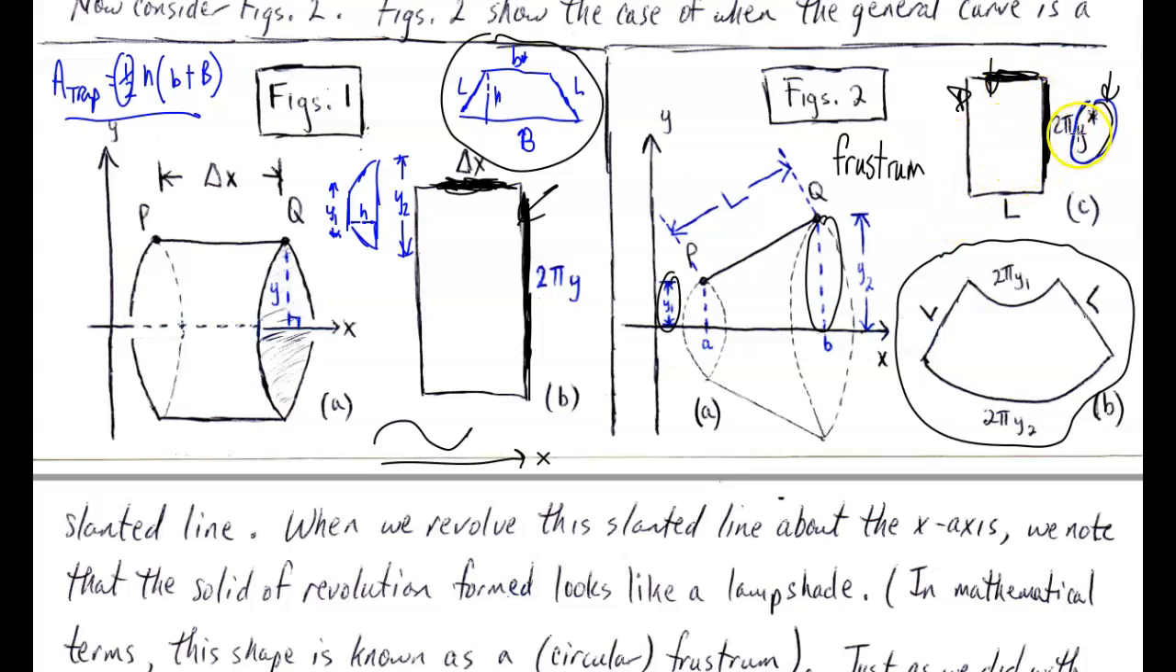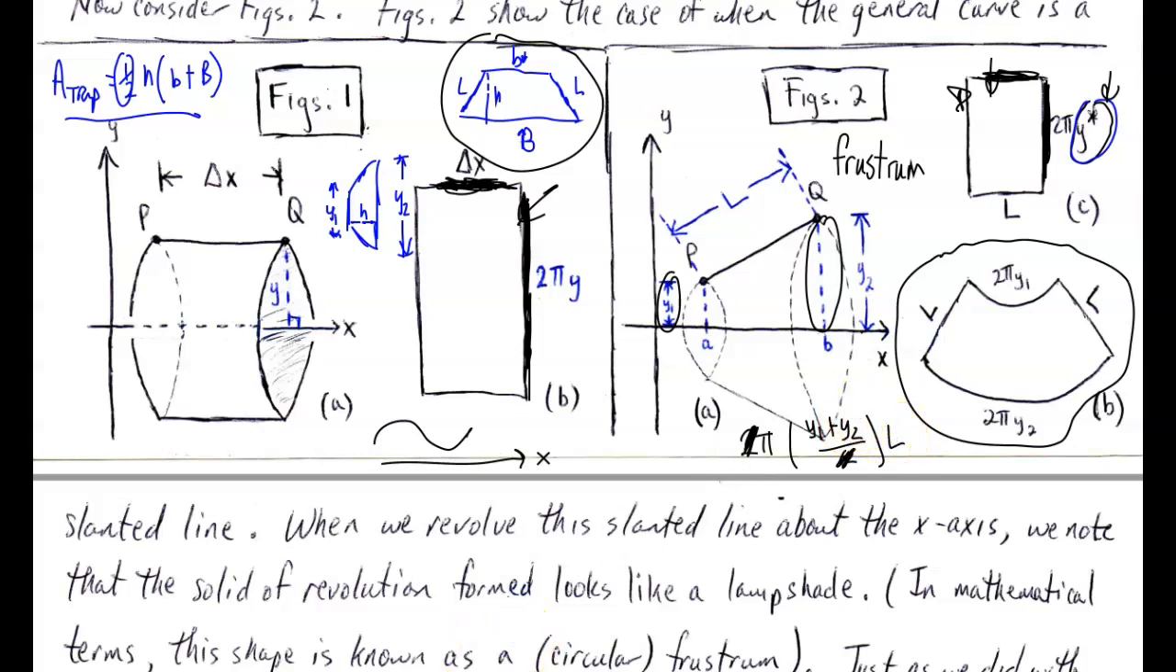So my point is that if we have 2 pi, and then we substitute what y star is, which is y1 plus y2 divided by 2, and then we have L there, then we see that these 2's reduce to 1, and we have pi times y1 plus y2 times L, okay?